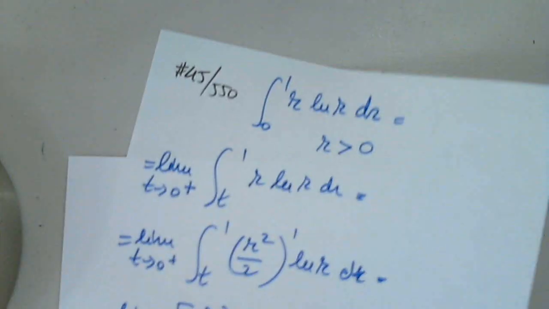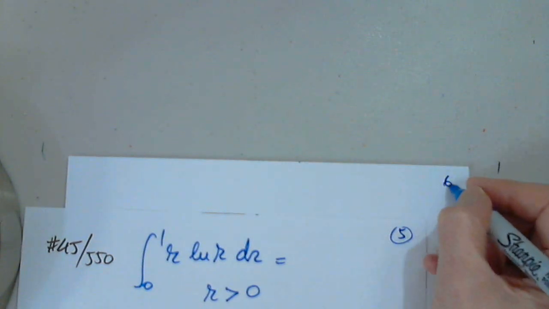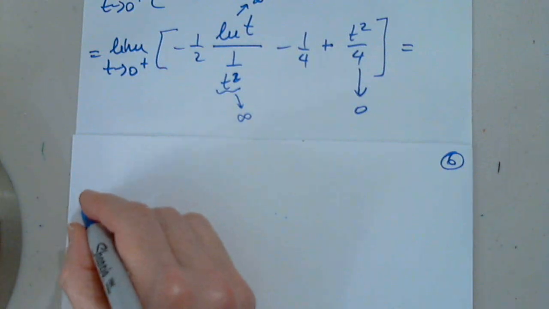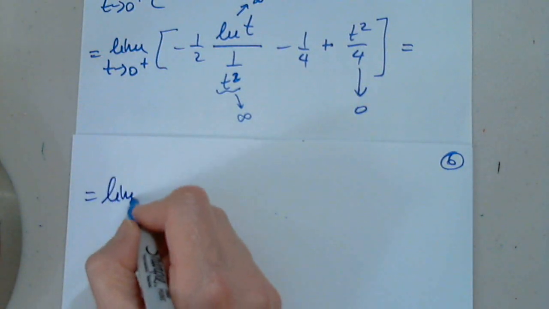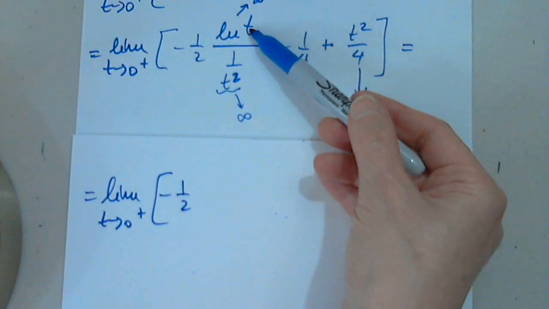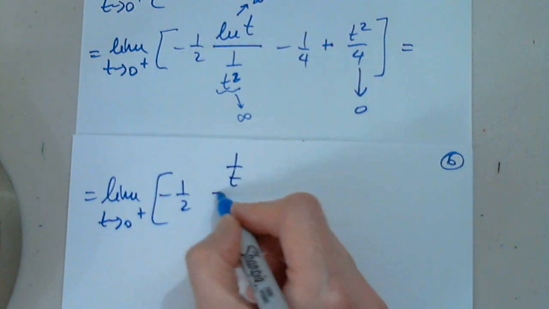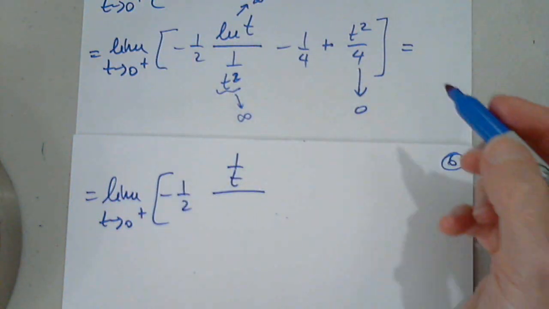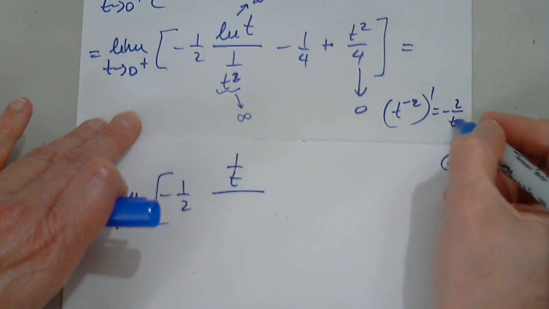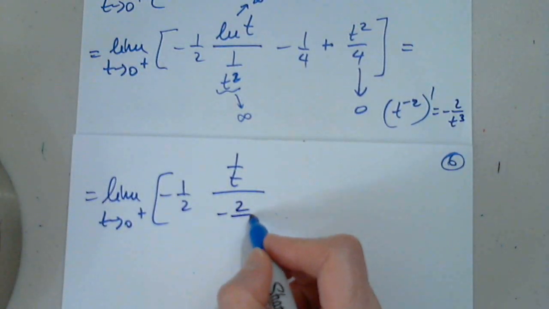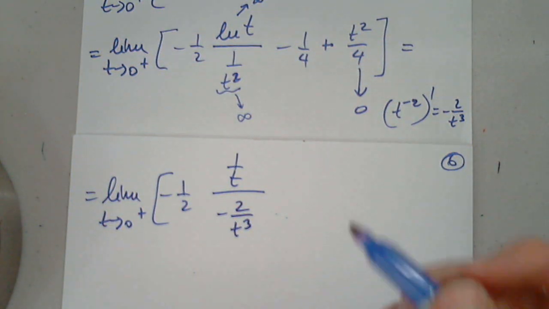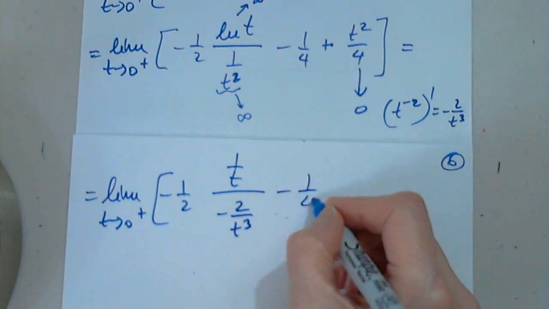Oh, which page am I on? This is 5, and this is 6. Good. Okay, so the limit as t approaches 0 from the right with -1/2. I differentiate the top and I get 1 over t. I differentiate the denominator. Remember, let me write it here on the side. T to -2 prime is -2 over t to the third. So -2 over t to the third. And minus 1/4, because this is 0.